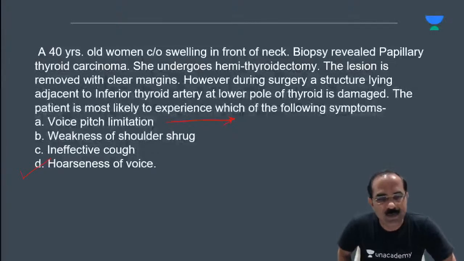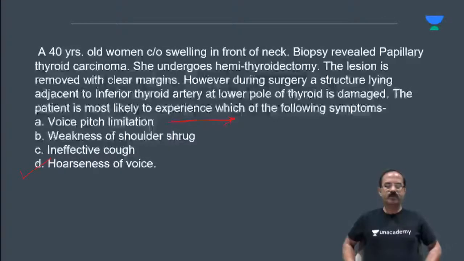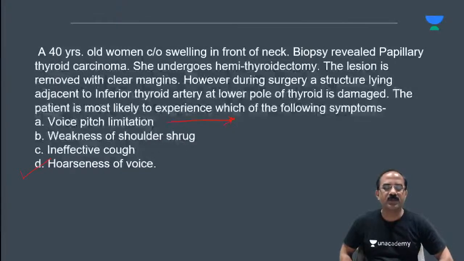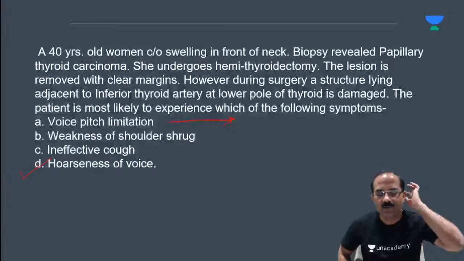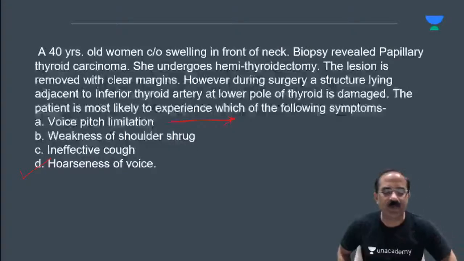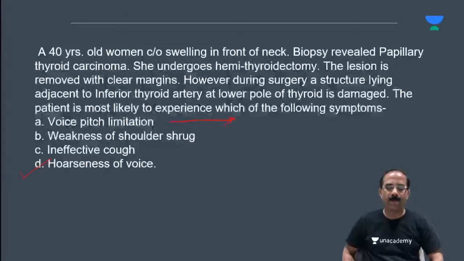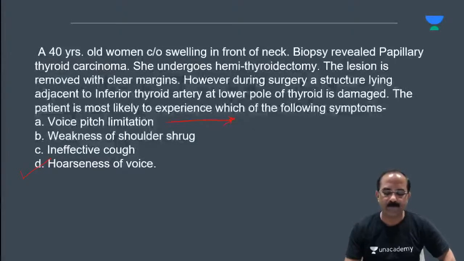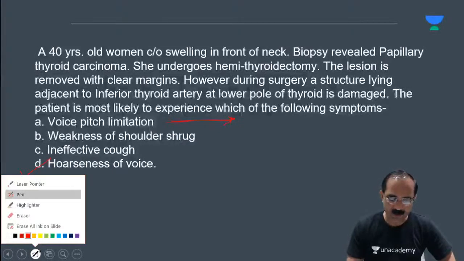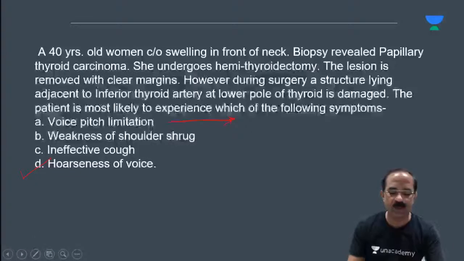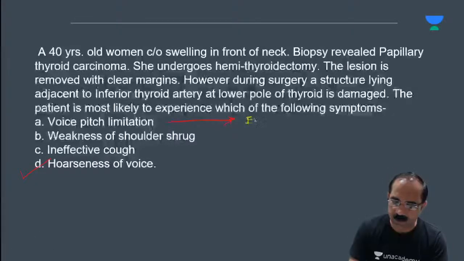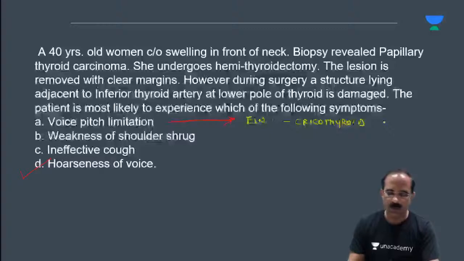When do you get A? Damage to... Students, the voice pitch is lost. Which muscle is paralyzed? Tell me, children. Cricothyroid is paralyzed. Voice pitch is lost, meaning cricothyroid is paralyzed. Which nerve is damaged? The external laryngeal nerve is damaged. The muscle paralyzed is cricothyroid. Okay, very good. So voice pitch is lost.